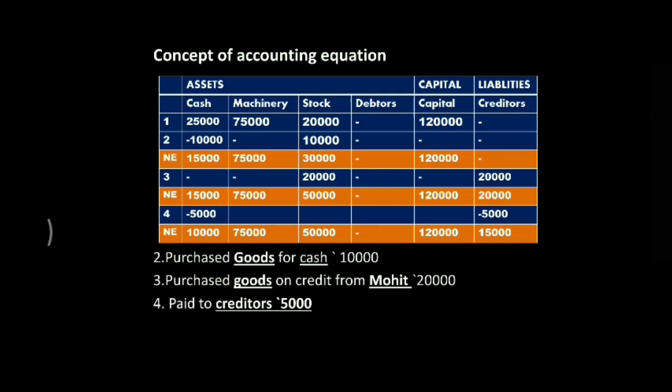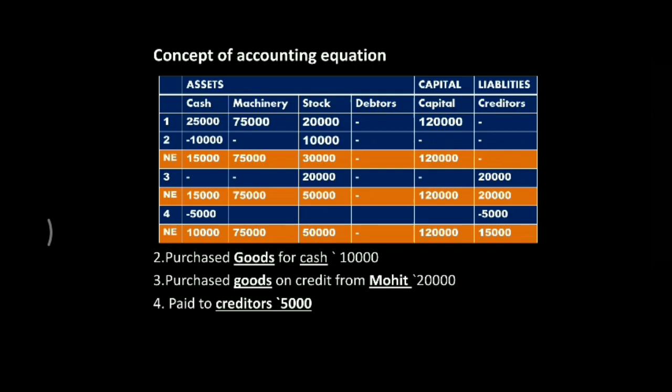Okay, so that's why in this transaction we will increase the stock by 20,000 and we will increase the creditor by 20,000 also. So now the new equation: cash 15,000, machinery 75,000, stock now 50,000 after purchasing one more lot of stock for 20,000, capital 1,20,000, and now we are having creditors of 20,000 also.